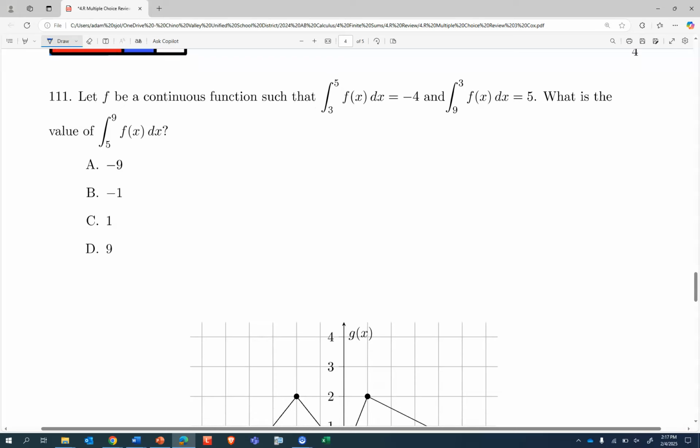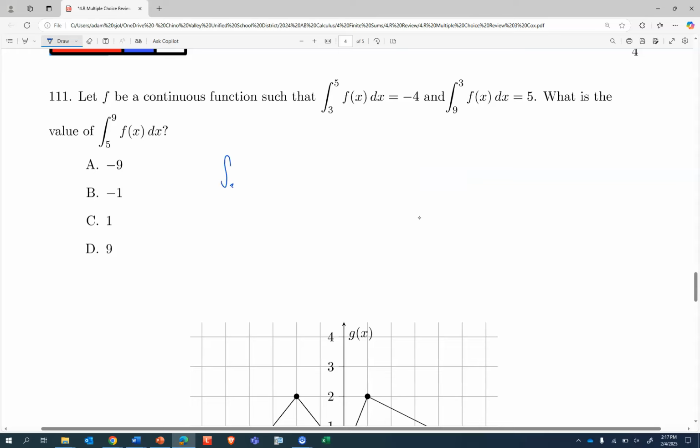Let f be a continuous function such that the definite integral from 3 to 5 of f of x dx is 4. The definite integral from 9 to 3 of f of x dx is 5. What is the value of the definite integral from 5 to 9 of f of x dx? Okay, so I'm thinking from 3 to 5 plus 5 to 9 is equal to the definite integral from 3 to 9, and then I'll just rearrange as needed.